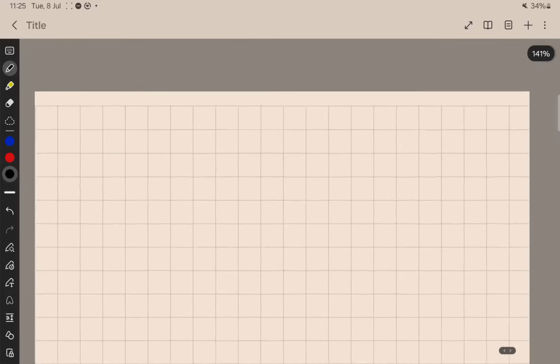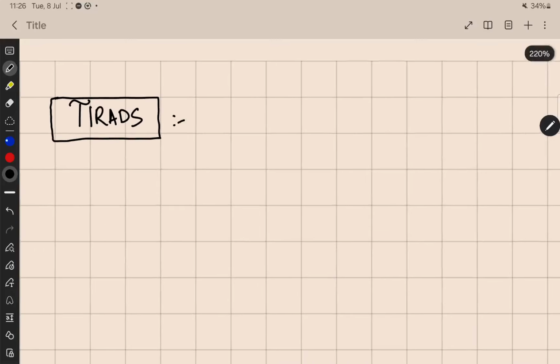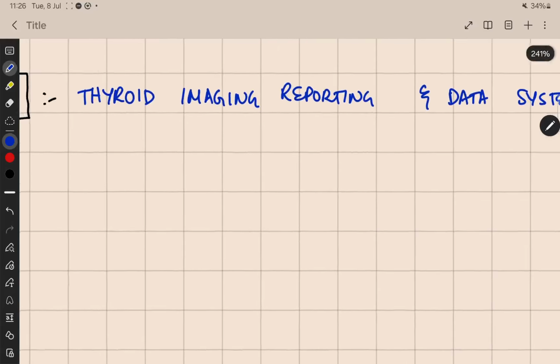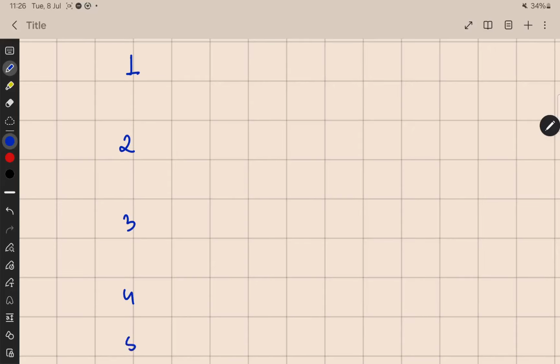Now we'll discuss about TIRADS. See guys, these all are previous year questions as well as very hot topics that can be asked in your PG exams, professional exams, your residency. So TIRADS, the full form is Thyroid Imaging, Reporting and Data System. So TIRADS 1, 2, 3, 4 and 5.